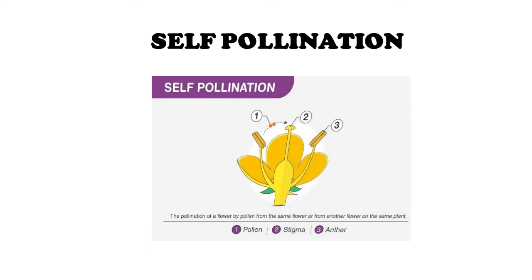Understood? Once again, what is self-pollination? Pollination takes place in a single flower. Self-pollination occurs when pollen grains fall directly from the anther onto the stigma of the flower. Understood? Okay, next one is cross-pollination.